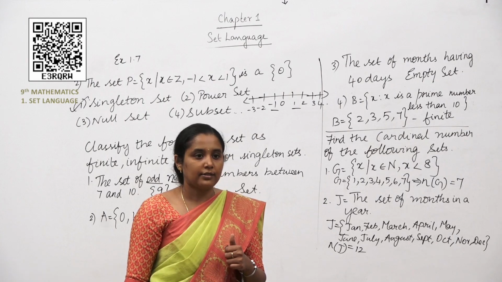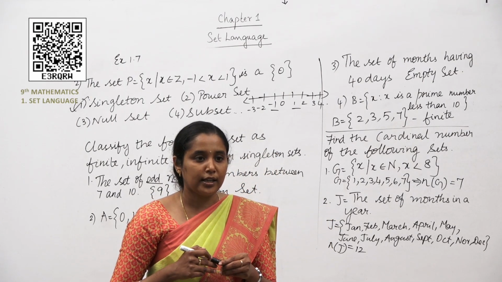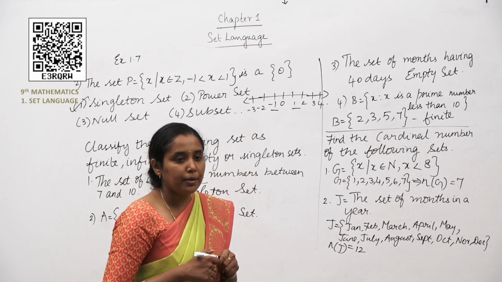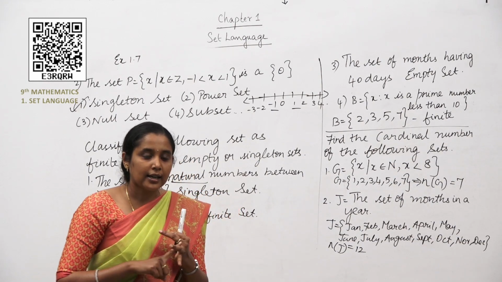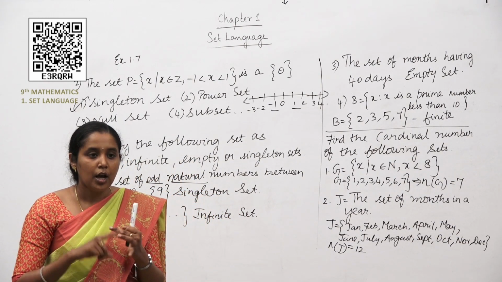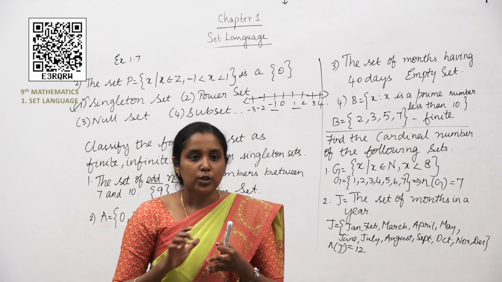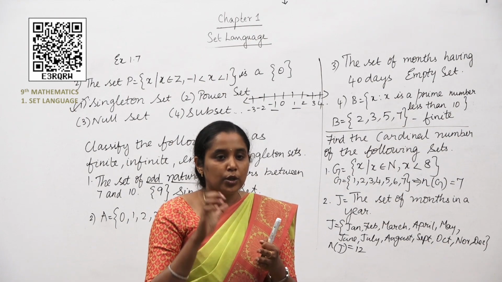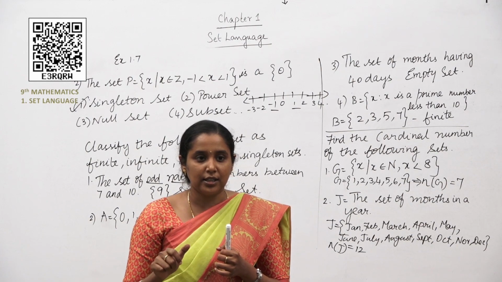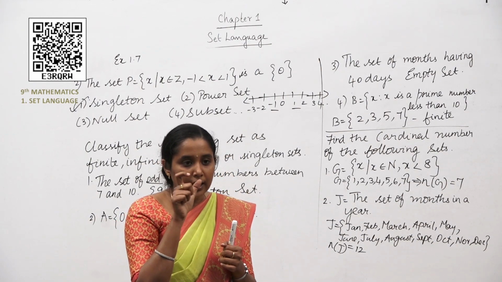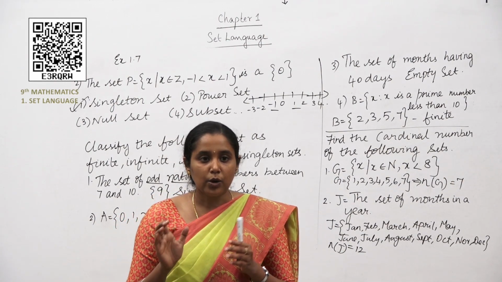Next, what all have we studied? We have studied equal sets, equivalent sets and unequal sets. What is meant by equal sets? The number of elements should also be the same, and you should have exactly the same elements in both the sets. Next one is equivalent sets. For equivalent sets, the number of elements in the sets should be the same. Suppose you are taking set C and set D, the cardinal number of elements should be the same.